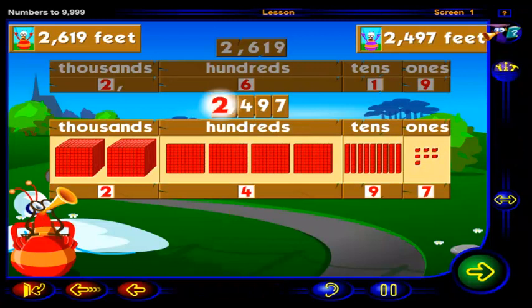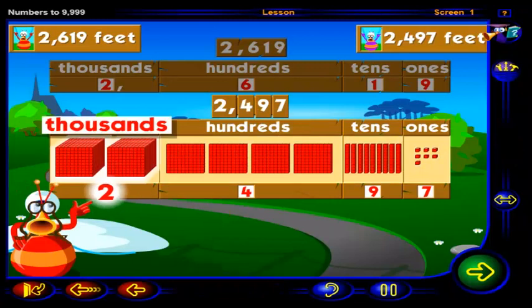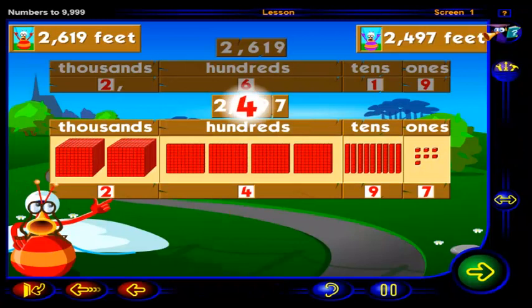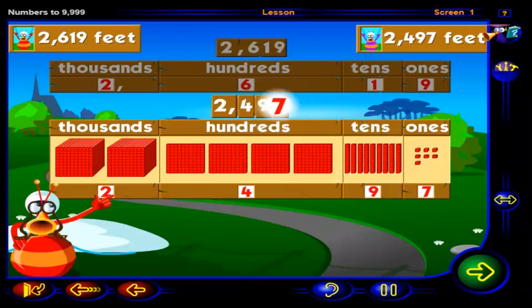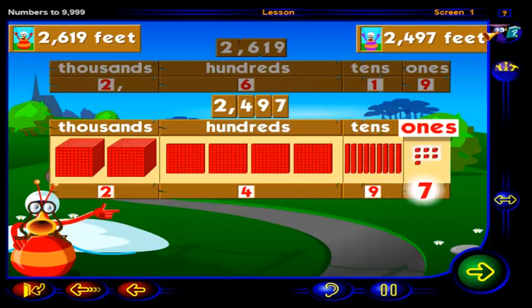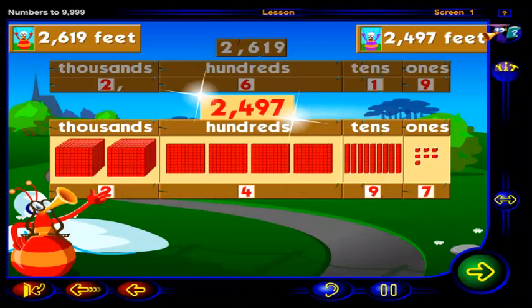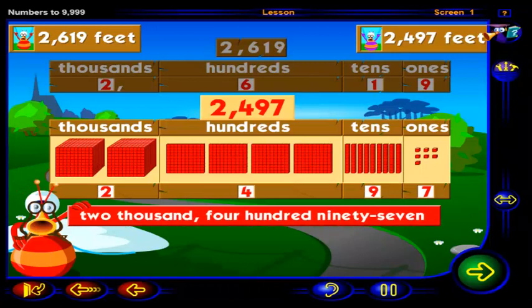The digit 2 in this place tells us that there are 2 thousands in this number. The digit 4 in this place tells us that there are 4 hundreds. The digit 9 here tells us that there are 9 tens. And the digit 7 here tells us that there are 7 ones. Let's see what this number is called. Click on this number. The name of this number is 2,497.